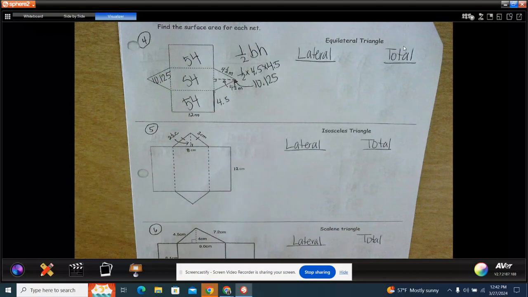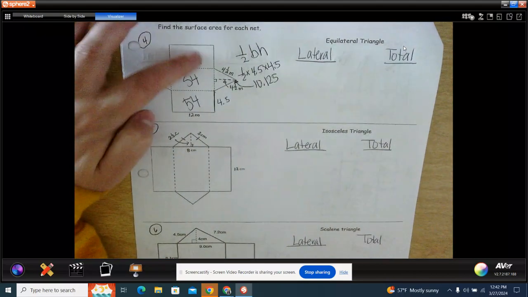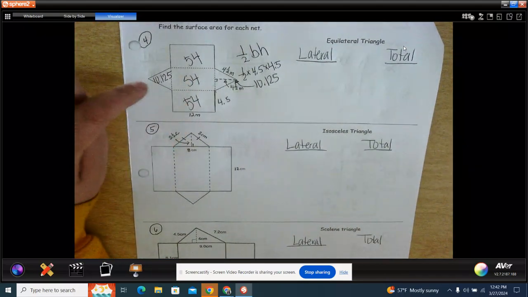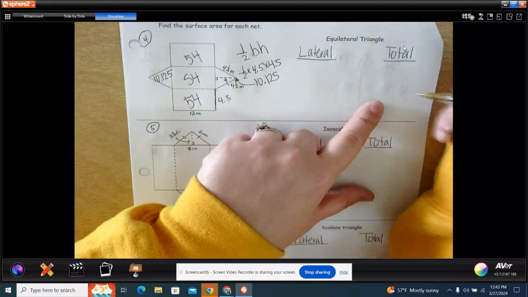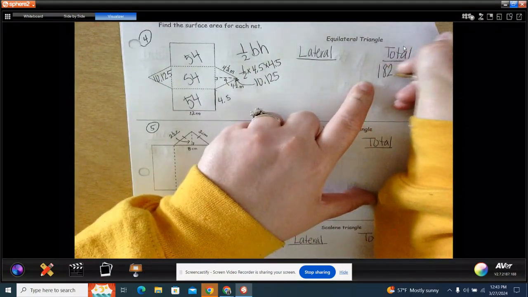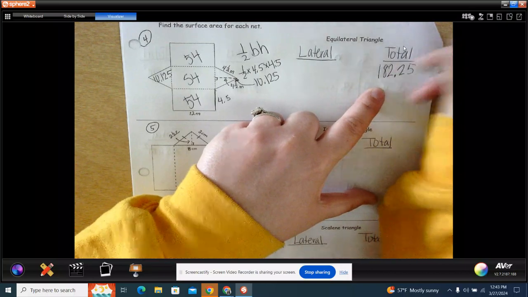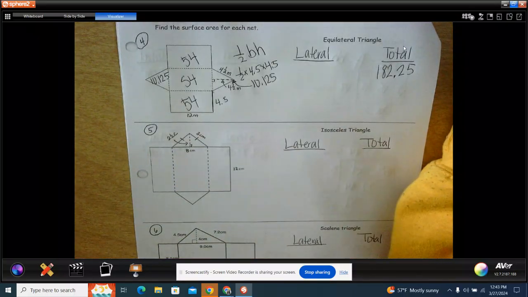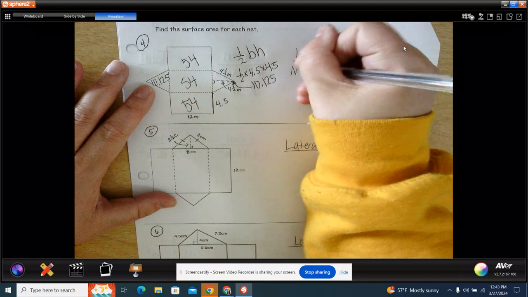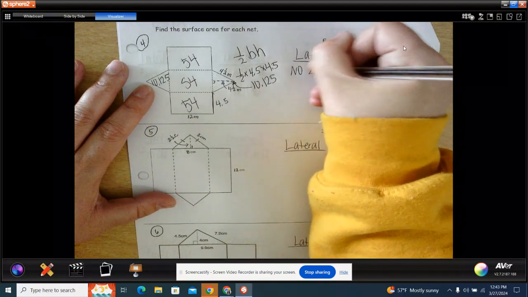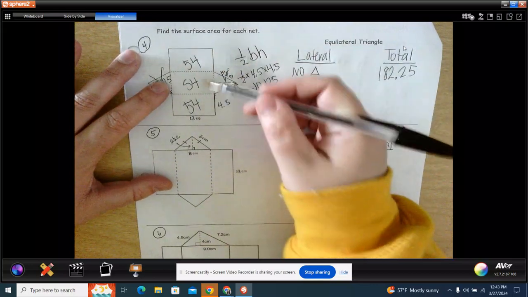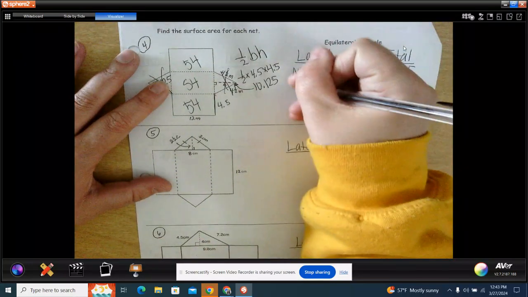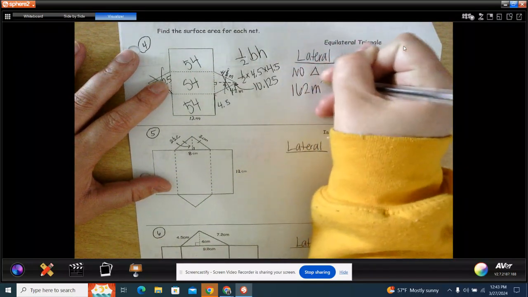And so to find my total, we're going to add up 54 plus 54 plus 54 plus 10.125 plus 10.125 for a total of 182.25. So again, lateral is no bases. On a triangular prism, there are no triangles. So I'm marking off the triangles and just doing the middle section, which is 162 meters squared.